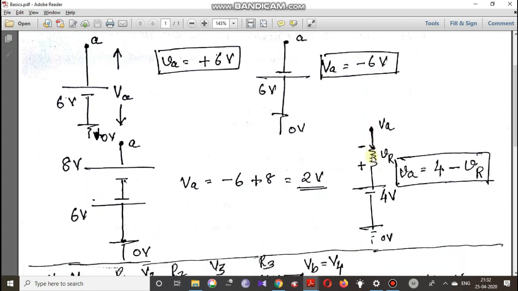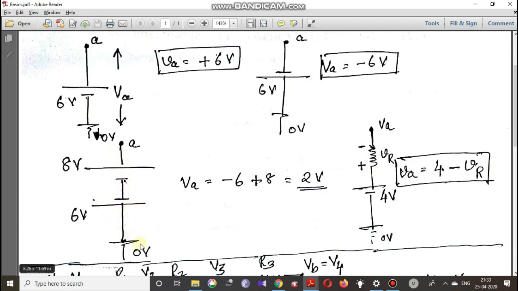Now, going to the second case, here we have a voltage source of 8 volt and another voltage source of 6 volt. So what is the total voltage at point A with respect to the ground? Is it 8 plus 6? No, because if you look carefully, the voltage source of 8 and the voltage source of 6 are not connected together in the same polarity.